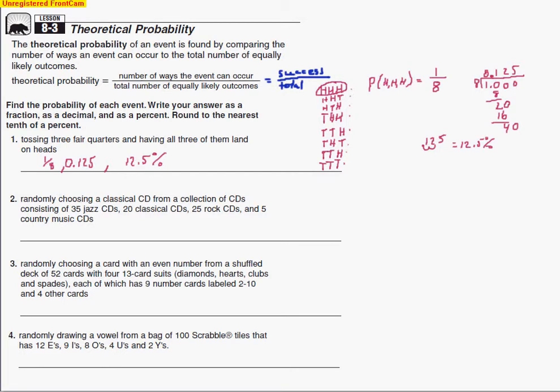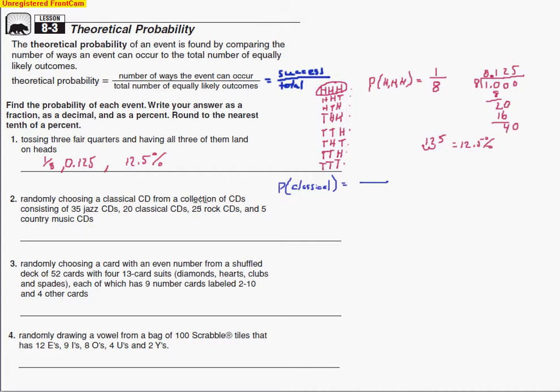Randomly choosing a classical CD from a collection of CDs. Okay, so we've got a collection. So what we want is the probability of a classical one. And so what we want as a success is picking a classical one. A success is the event occurring. So let's count how many classical ones there are, and then the other number as well.